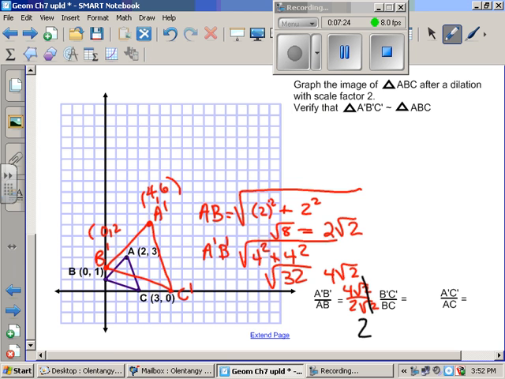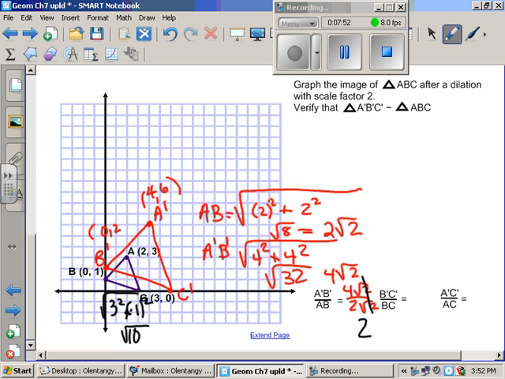Okay, and then I have to go through that for all of them, for B prime, C prime, and BC, A prime, C prime, and AC. So if I do BC, it's 3 minus 0 is 3, and 0 minus 1 is negative 1, and they're both squared. So that's 9 plus 1 is 10. So BC is a square root of 10.